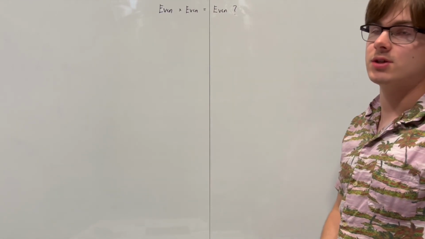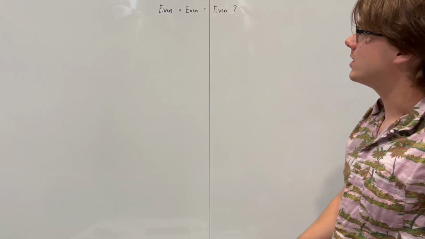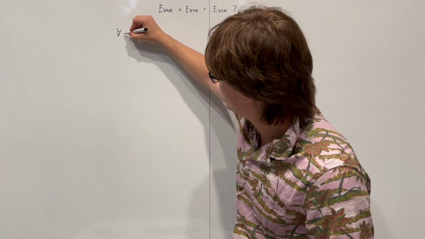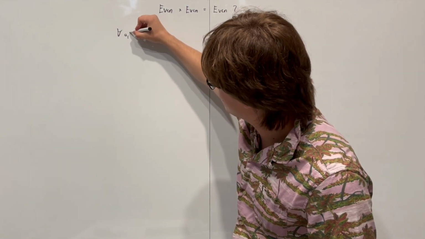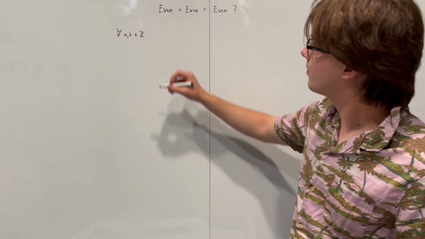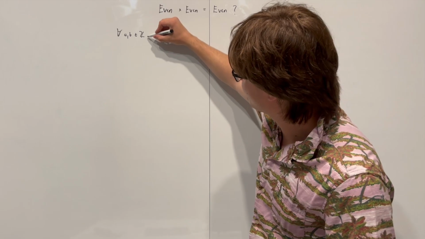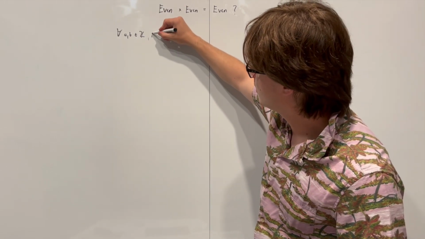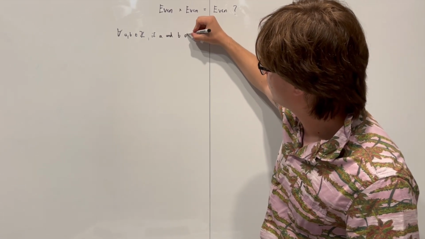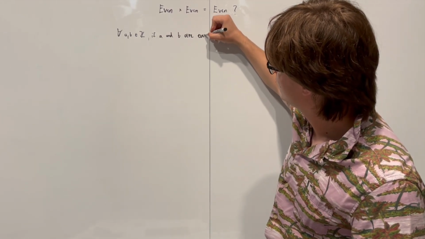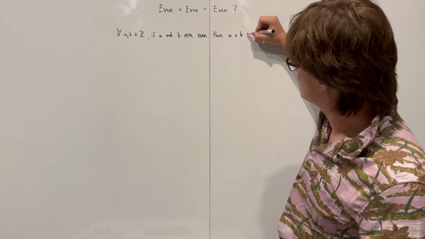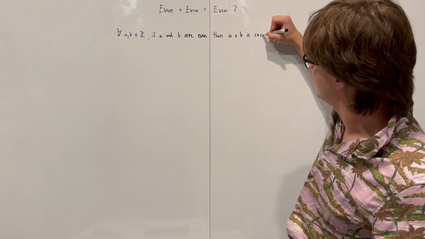So first, let's write this as a mathematical statement. Well, what are we saying? We're saying that for any integers a and b, if a and b are even, then a times b is even.